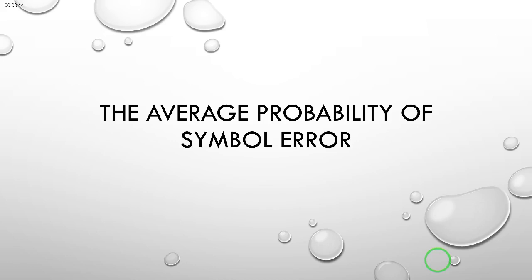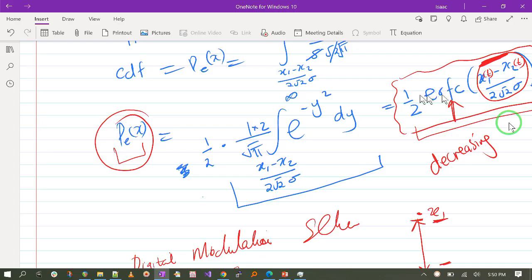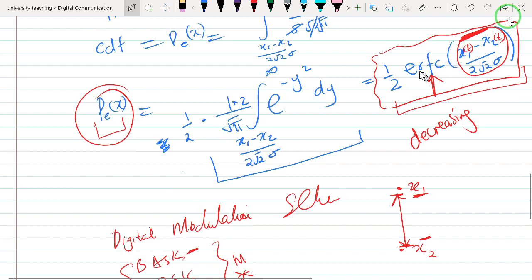So we have already seen the expression for the average probability of error, but I want to give a more precise formula that expresses probability of error in terms of signal-to-noise ratio. From this expression, we have seen that probability of error is given by a half complementary error function of (x1 minus x2) all over 2 root 2 sigma. Sigma is the standard deviation of the noise, or the AWGN noise.